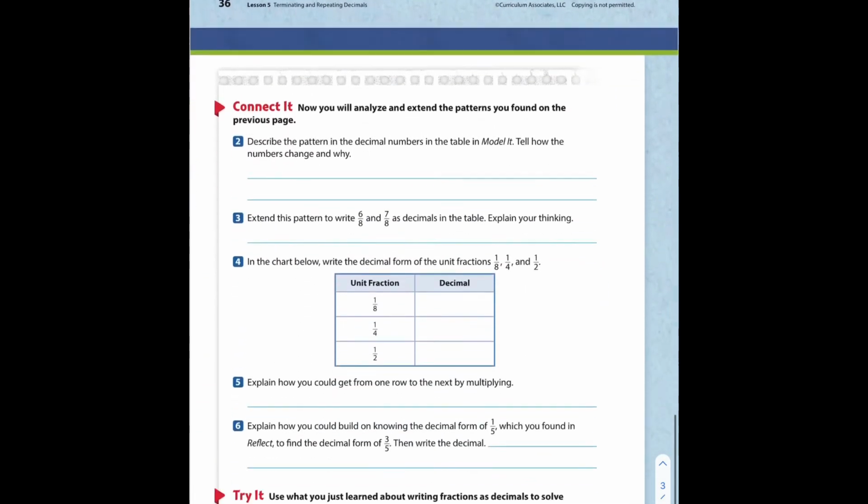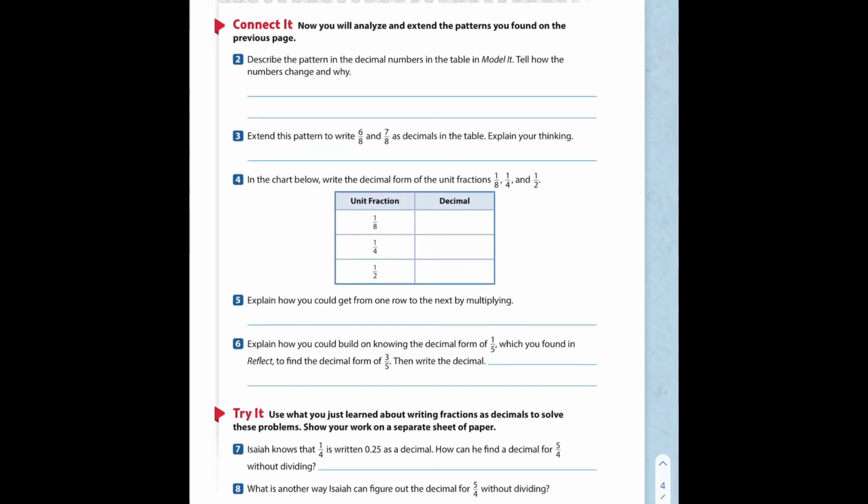Let's look at it together and see if we can make a connection. Describe the pattern in the decimal numbers in the table in the model it and tell how the numbers change and why. So taking a look at that fraction to decimal and taking a look at what that numerator is compared to the decimal, and then take a look at each of the decimals and see if you can notice a pattern. I'll give you a minute to think about it.